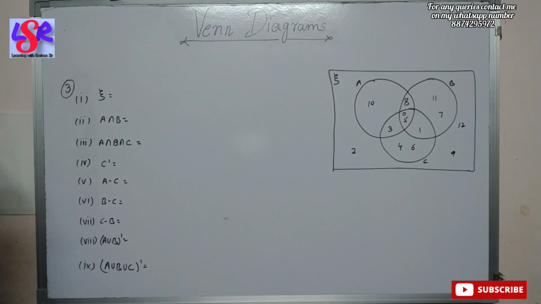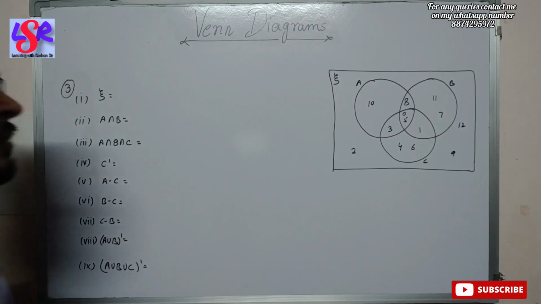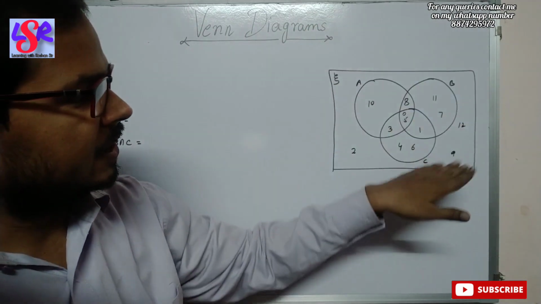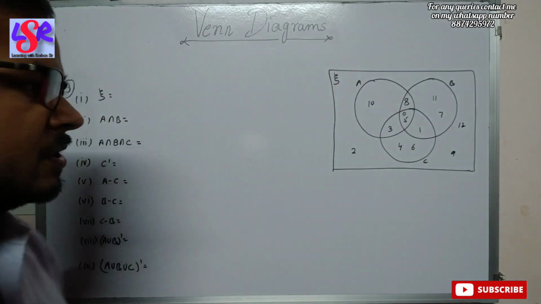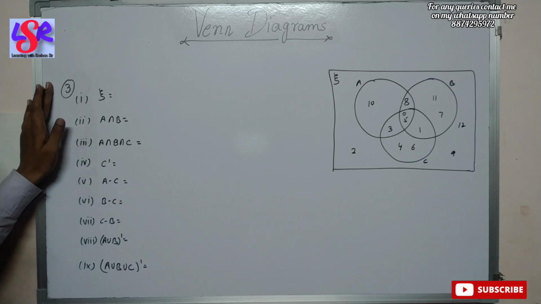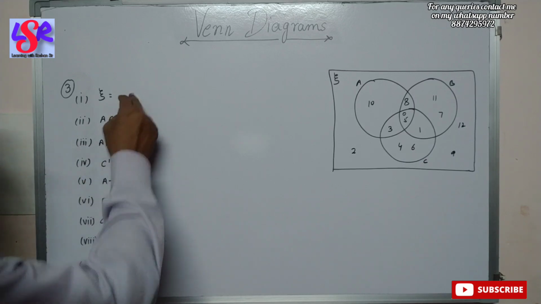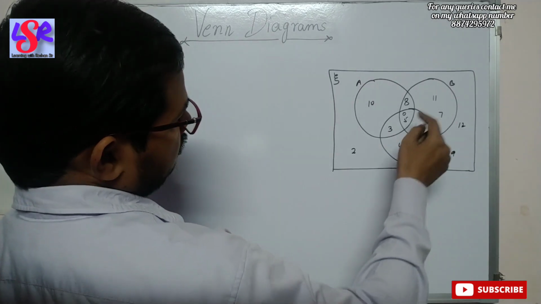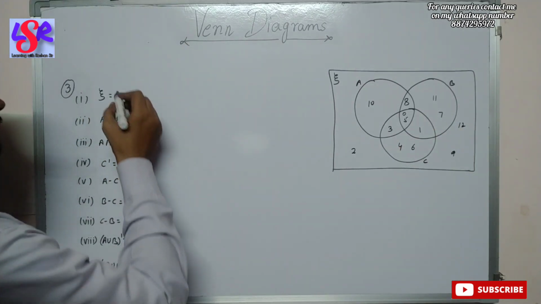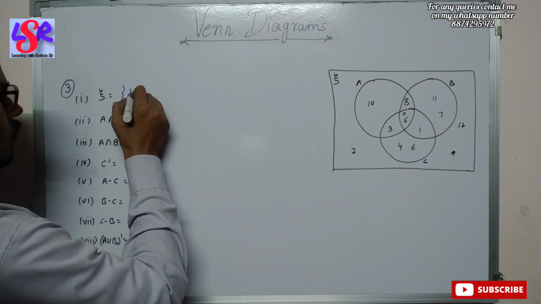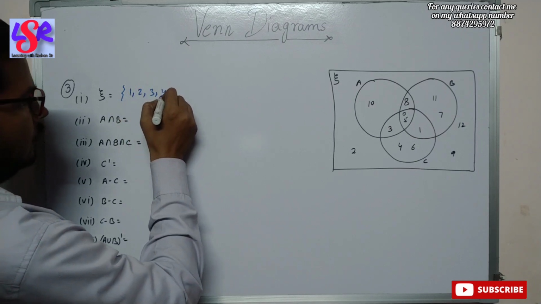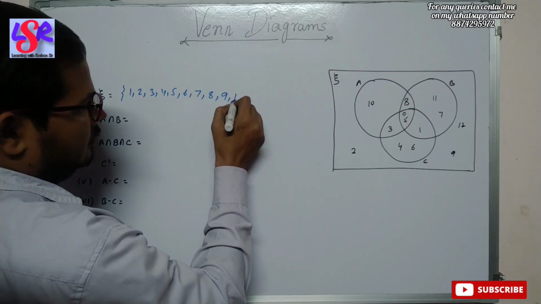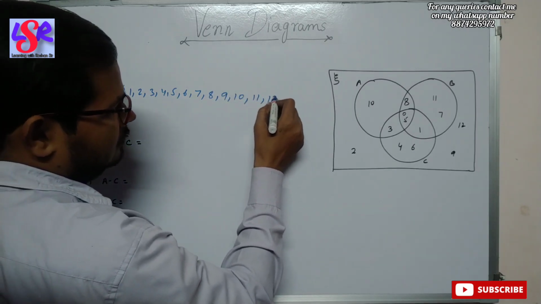Now here we go with question number 3, in which we are having this Venn diagram in which there are three sets A, B and C, and this whole is a universal set. And now we have to find all these sets. So very first of all, the universal set. So in this one we are having the numbers from 1 to 12. So the universal set will be consisting a number from 1, 2, 3, 4, 5, 6, 7, 8, 9, 10, 11 and 12.